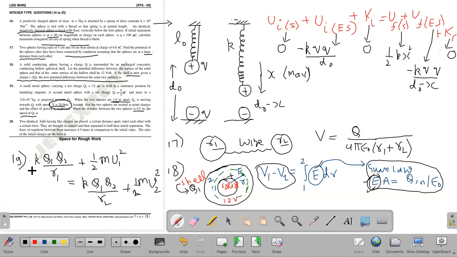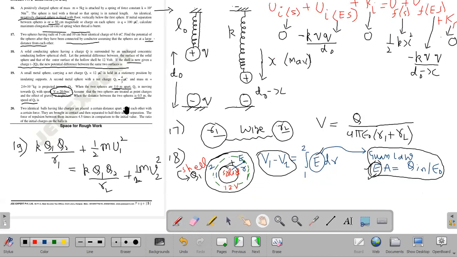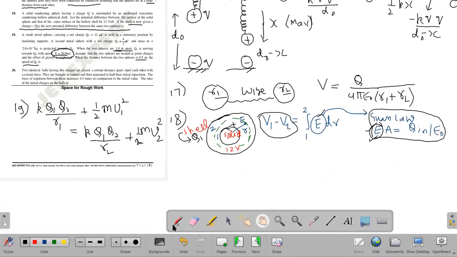20th. This 20th question. So for this 20th question, two identical balls having like charges are placed on a certain distance apart, repel each other with a certain force. Two identical balls having like charges.